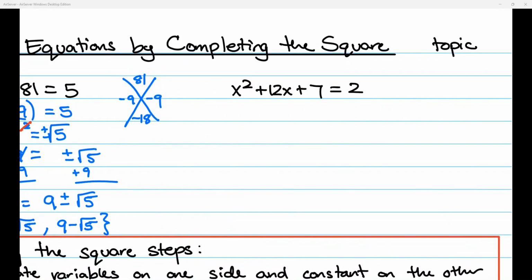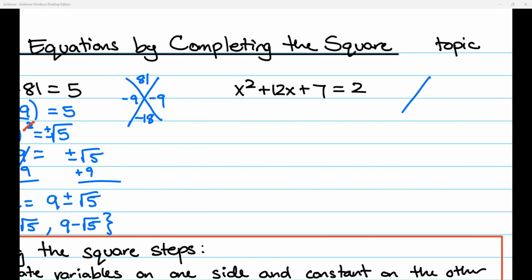I'm going to use the exact same strategy as before. I see I've got a trinomial in order, and it's equal to 2. Just like last time, I'm going to set up my x. I need two numbers that multiply to 7 and add up to 12. In class, I was getting a lot of students saying 4 and 3. But unfortunately, guys, 4 times 3 is 12, and 4 plus 3 is 7. So we actually have this backwards. It's not going to work.